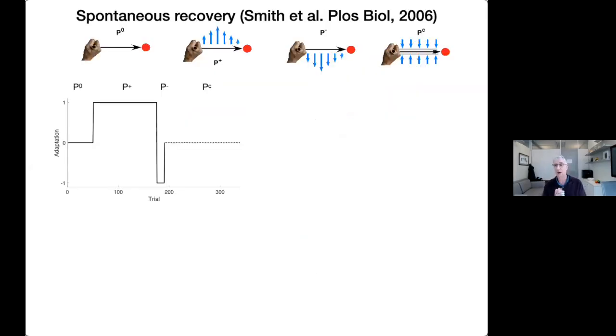Okay, let's get to an experiment, which we're going to try and explain with the COIN model. This is a famous result called spontaneous recovery, developed by Maurice Smith. Bring participants in, you give them P0 for a while so they get used to the robot. You then give them P+ for a while so they adapt to that force field. And then you briefly give them P- with the idea of bringing adaptation back to 0. Okay, that's the idea. And then you put them through a long series of channel trials just to measure adaptation.